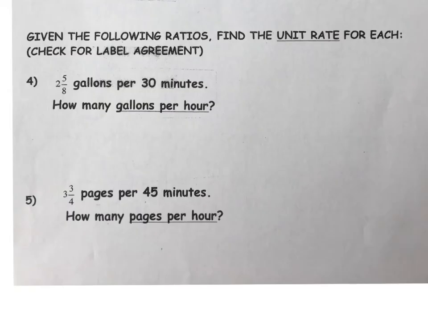Let's take a look at our second section. Sometimes you'll be given the opportunity to calculate a unit rate, but there won't be label agreement. It says, given the following ratios, find the unit rate for each. Check for label agreement. Well, some of us haven't seen this before, but let me show you what that means. It states here, we're given this ratio, 2 5/8 gallons per 30 minutes. How many gallons per hour?